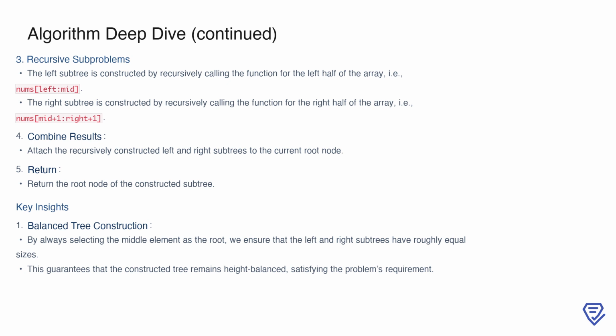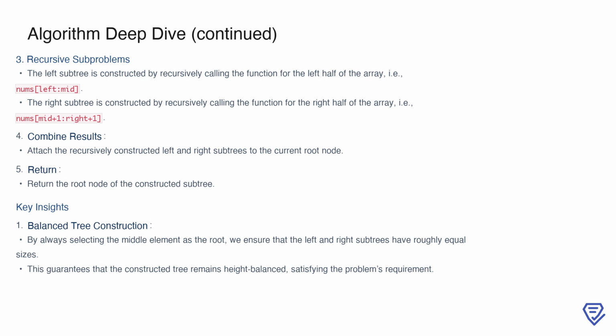Once we've identified the middle element and created the root node, the next step is to construct its left and right subtrees. For the left subtree, we recursively call the function for the left portion of the array, from the current left index up to mid - 1. Similarly, for the right subtree, we make a recursive call for the array segment from mid + 1 to right. These recursive calls break the problem into smaller subproblems, gradually building the tree from the bottom up.